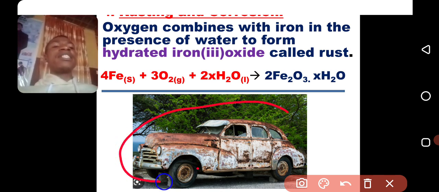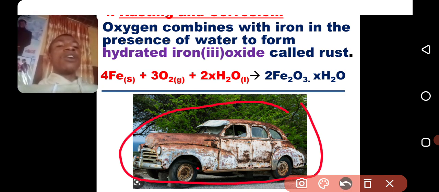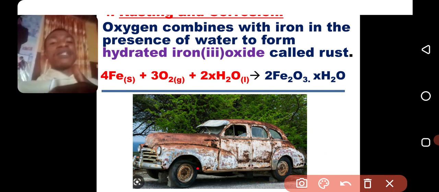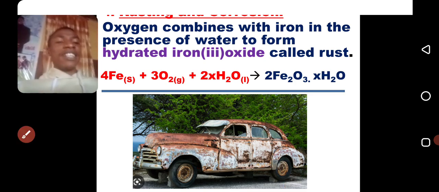This vehicle placed in a moist condition for a long time has already turned brown. That brown color is rust. Rust is brown in color.